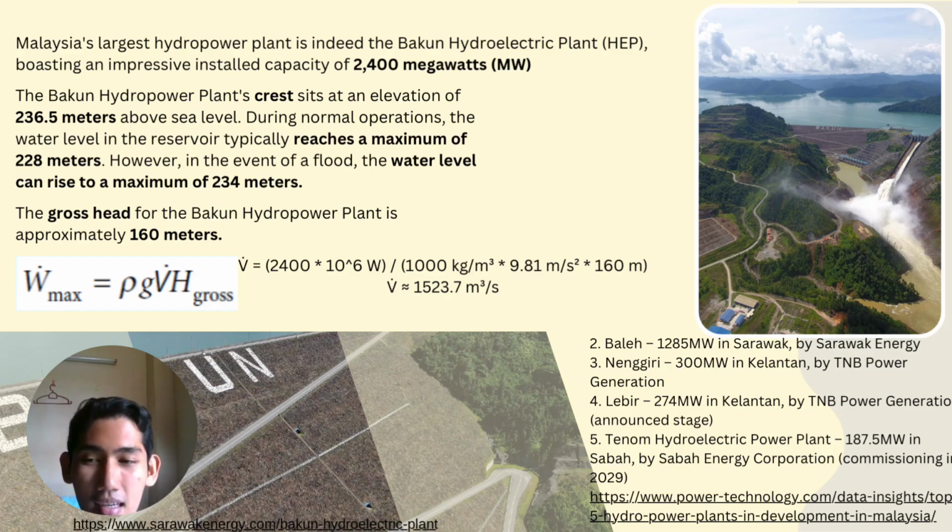Other than that, there are plants like Temenggor and Kenyir, both in Kelantan, and there are many more hydropower plants in Malaysia, making hydropower the second most contributing source of electricity supply in Malaysia, of course after coal and gas.